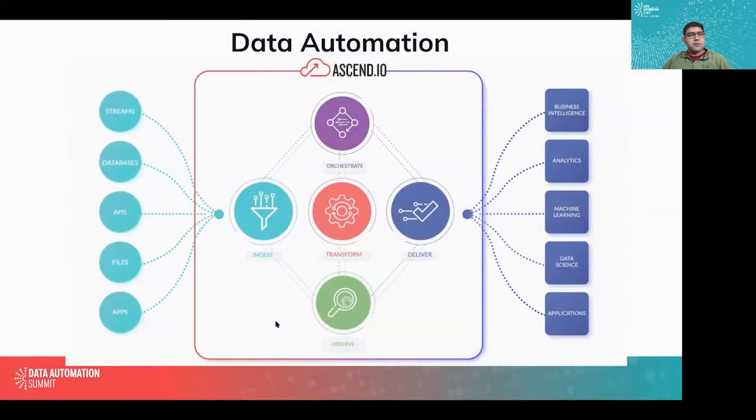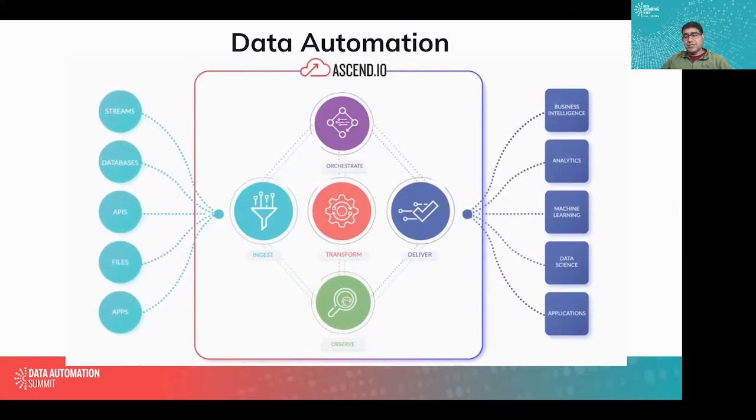So with that, let's talk briefly about the Ascend platform. Ascend is a fully managed data engineering platform. Users of the platform can ingest almost any kind of data, event data, transaction data, operational data, from a wide variety of sources. So, think about streaming systems like Kinesis, traditional databases like MySQL or Postgres, APIs like Salesforce, files on a blob store, and other types of apps.